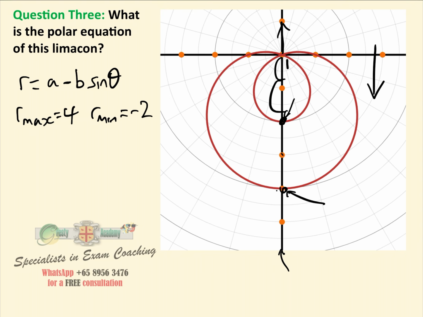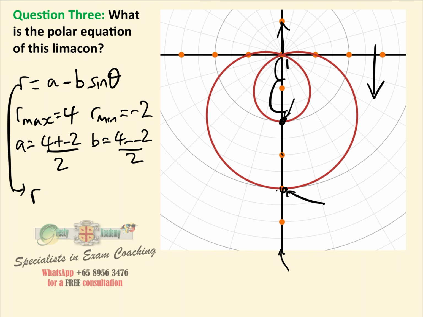So the minimum value of r is minus 2, and therefore we have that a is equal to 4 plus minus 2 over 2, and b is equal to 4 minus minus 2 over 2. And so finally our equation will be r equals, well, a is equal to 1 and minus b is equal to 3 sine theta. And that is the equation of this third one.